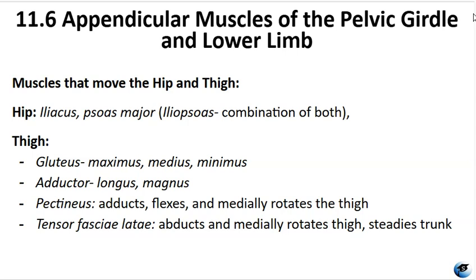On the medial side of the thigh, the adductor longus, adductor brevis, and adductor magnus work together to adduct and medially rotate the thigh, bringing the leg toward the midline. The pectineus muscle assists by adducting, flexing, and medially rotating the femur.